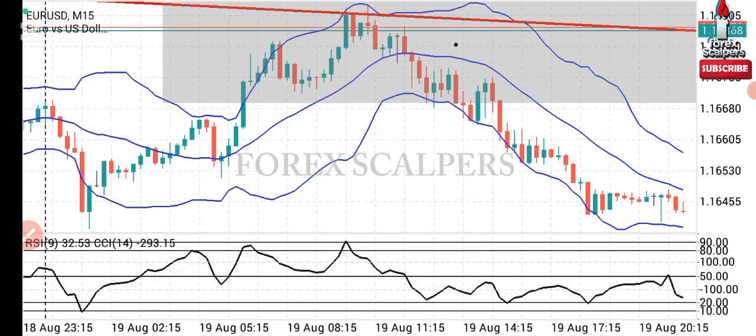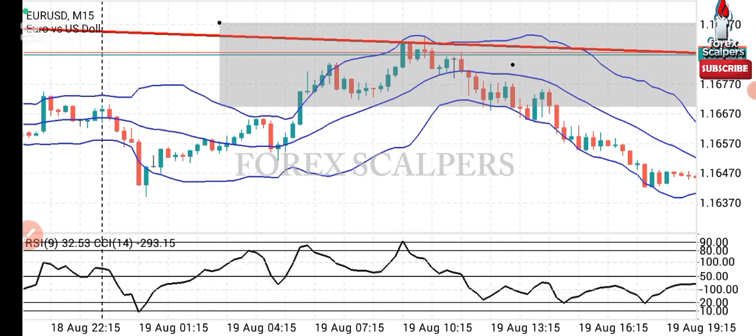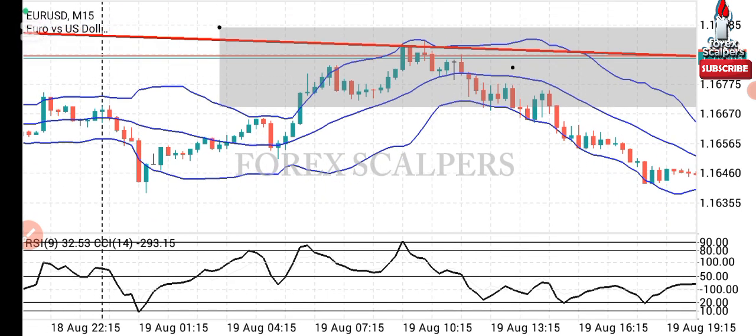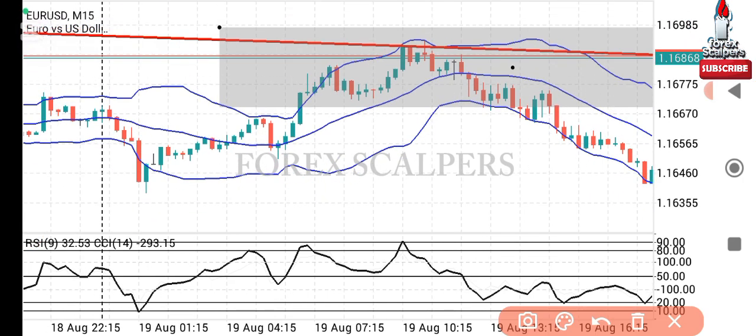So you can see now this is our 15-minute time frame, and if you consider the point I have marked from the 15-minute time frame, you realize that that is our zone of the trend line. So you can see the trend line lying here. Now look at where price is. Price is at the upper Bollinger Band.